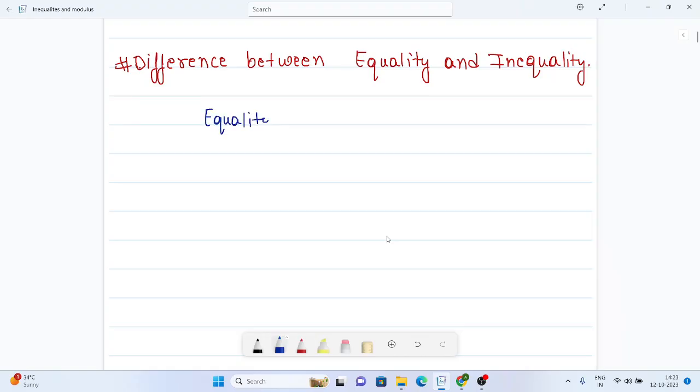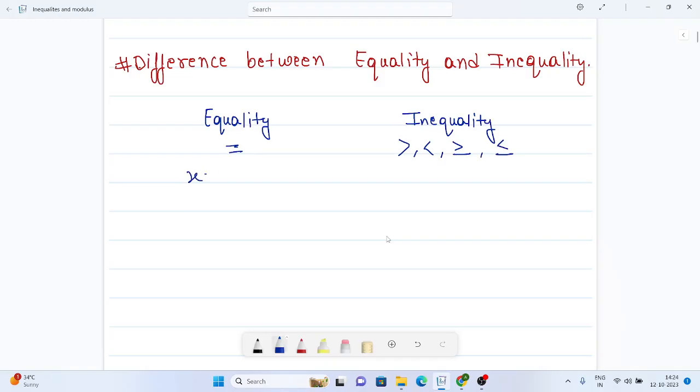We see the difference between equality and inequality. The sign for equality is equal to, that we know, but in inequality we use the signs greater than, smaller than, greater than or equal to, less than or equal to.